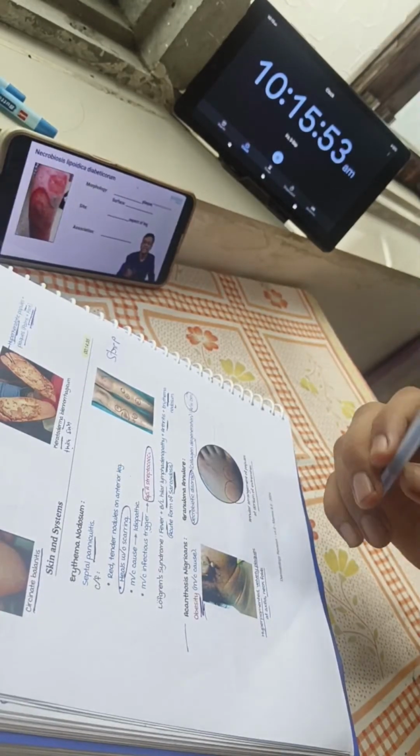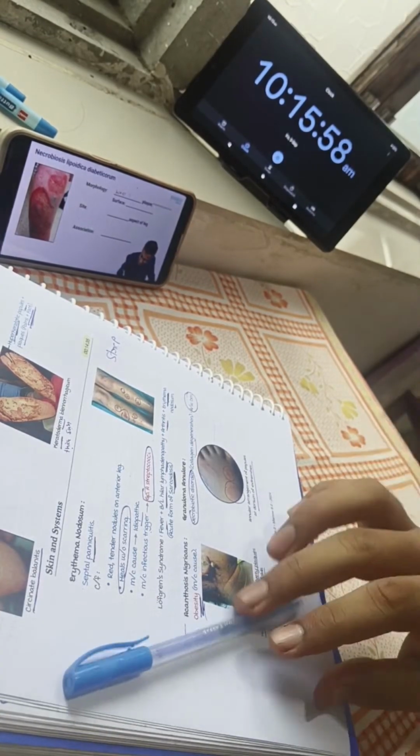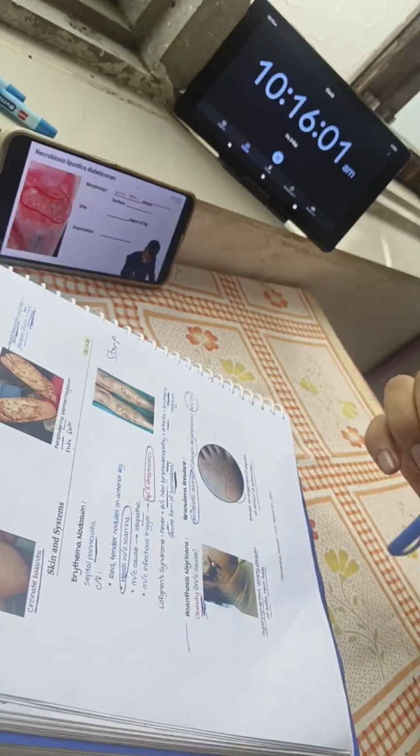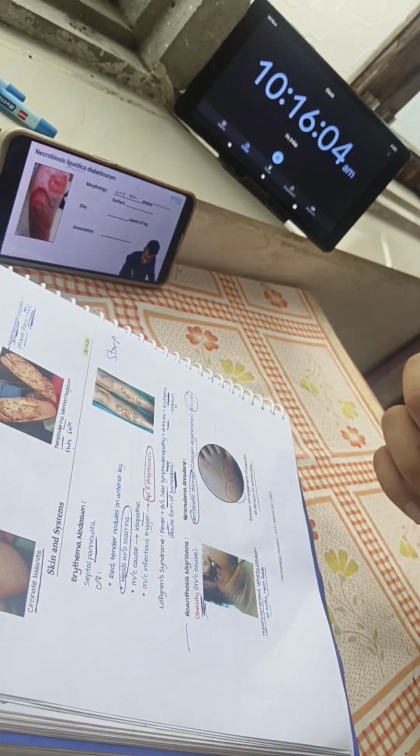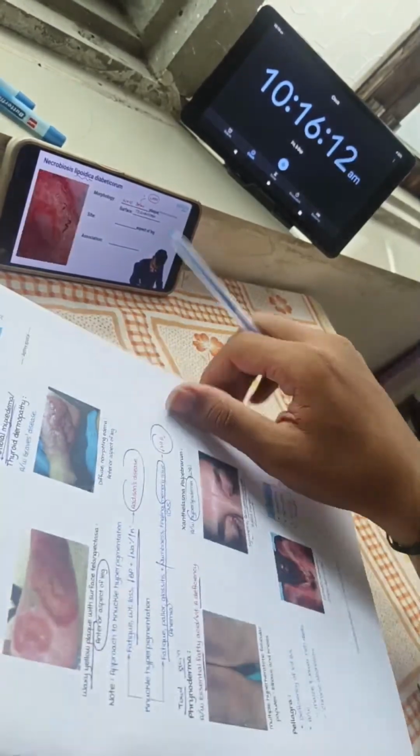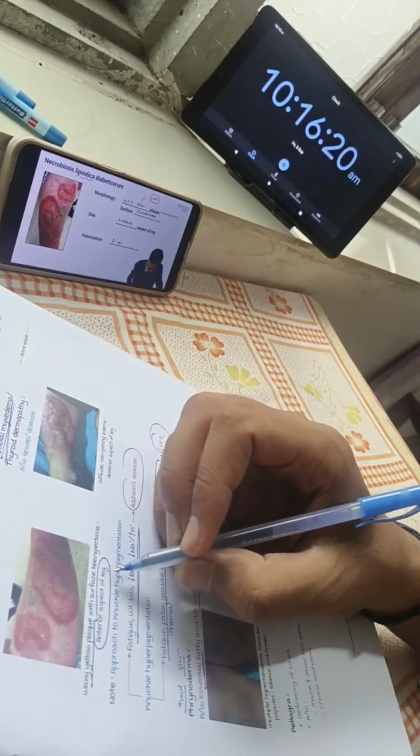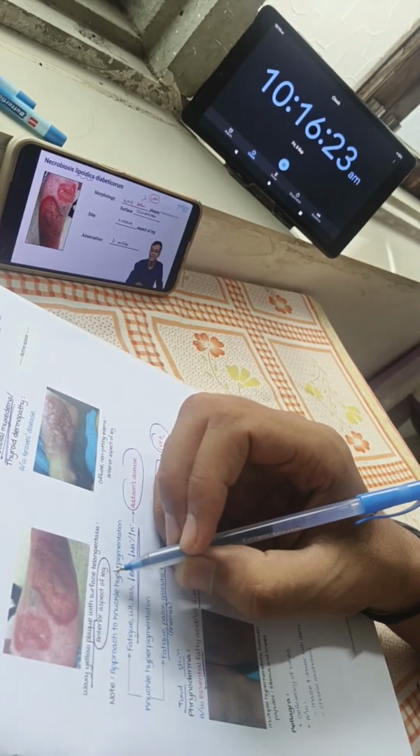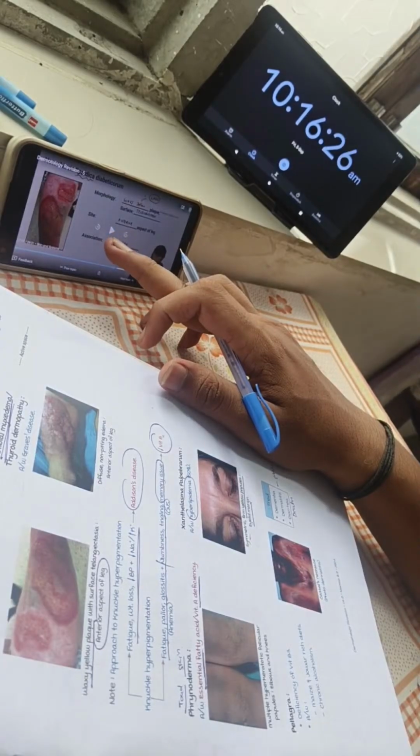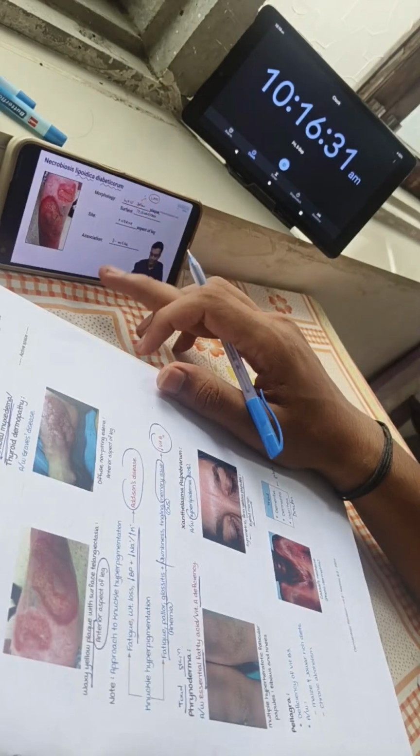The next condition to discuss is necrobiosis lipoidica diabeticorum. How does the patient present here? You get a waxy yellow plaque. When I say yellow, lipoidica means lipids are depositing in the skin. The surface of this lesion shows telangiectasia, so you can see the dilated blood vessels on the surface of the lesion. The site is on the anterior aspect of the leg and it is associated with diabetes mellitus. That's why this condition is called necrobiosis lipoidica diabeticorum.